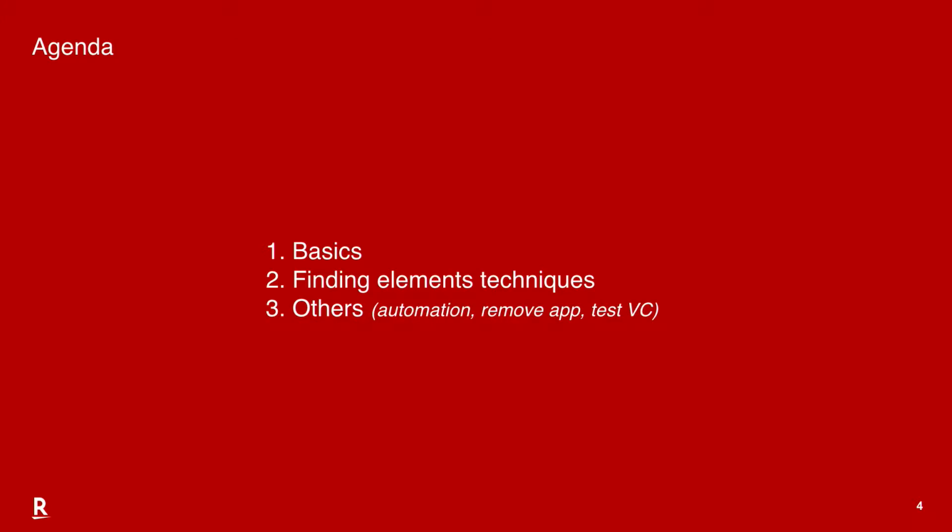Okay, so let's get to the topic, UI testing. The agenda: first, I want to get some obvious basic things out of the way. Second, the most problematic part of UI testing, I think, is finding elements, because missing elements break a lot of your flow when you are testing. And finally, we come to some other techniques like automation, how to remove your app when you are testing, or maybe testing a single individual view controller in your app.